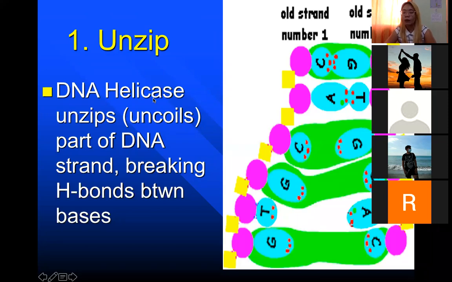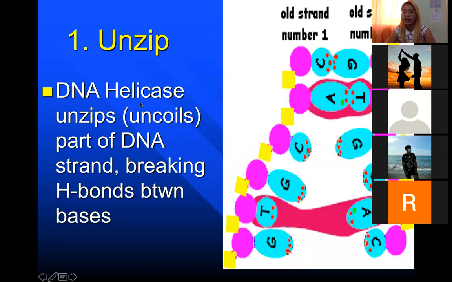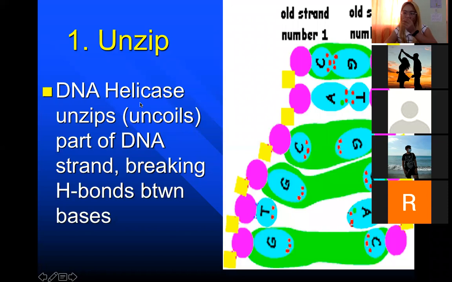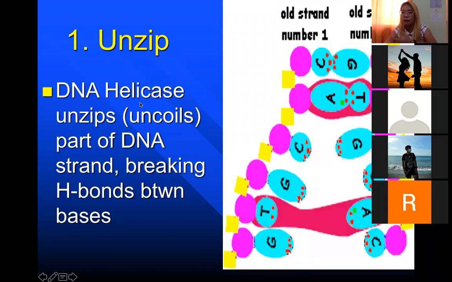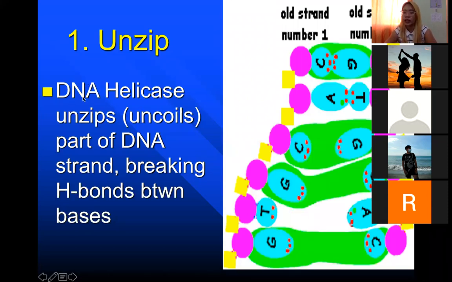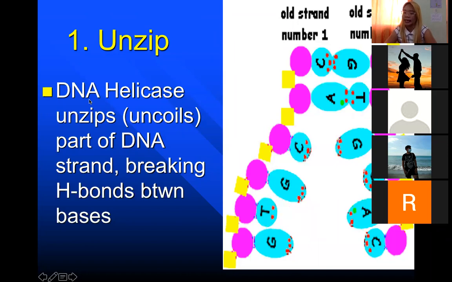Okay? So, kaya ang tawag sa kanya ay helicase because it is an enzyme that breaks the hydrogen bonds between the 2 strands of the DNA. Okay, so kung nakikita niyo dyan sa picture, yung kulay green is actually the hydrogen bonds, and this is broken down by what we call as the DNA helicase.